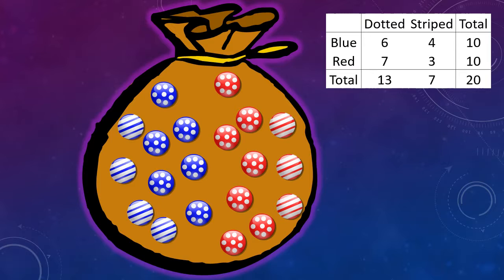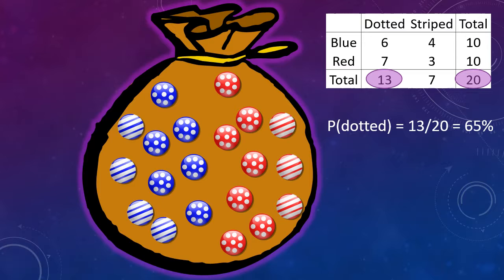Now, instead of thinking of the marbles as a group of objects, let's think about the random phenomenon of shaking up the bag and drawing out a marble randomly without looking in the bag. The contents of the bag form the entire sample space. What's the probability that a marble drawn out randomly is dotted? Well, there are 13 dotted marbles, and there are 20 marbles total. The chance of selecting any given marble is the same across all the marbles, so we can just take the number of dotted marbles and divide it by the total number of marbles. So we take 13 over 20 and get 65%. The probability of drawing out a dotted marble is 65%.